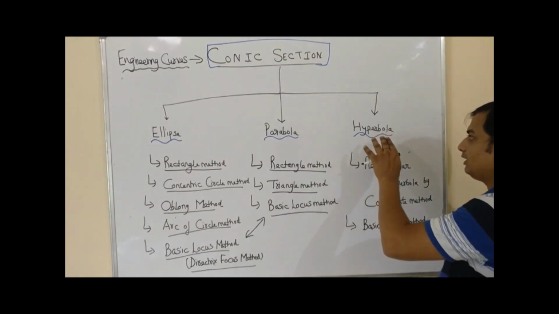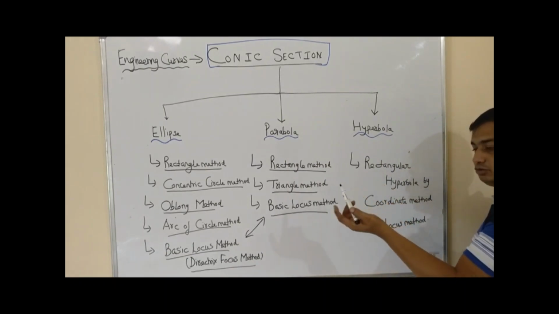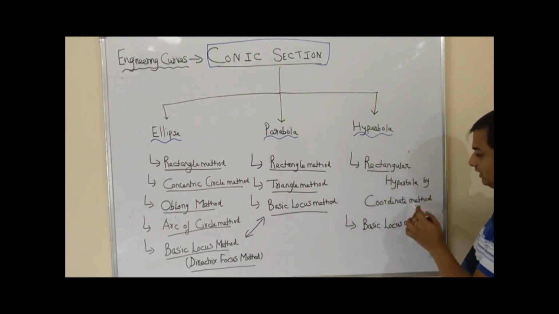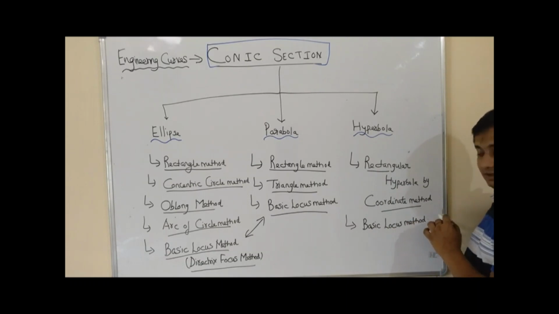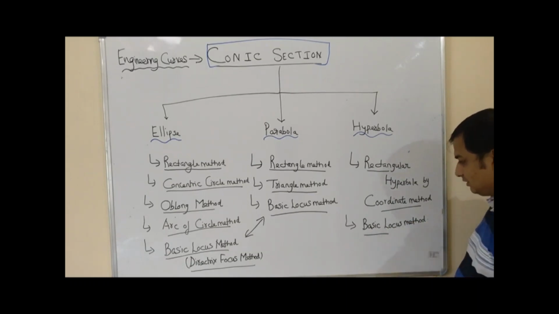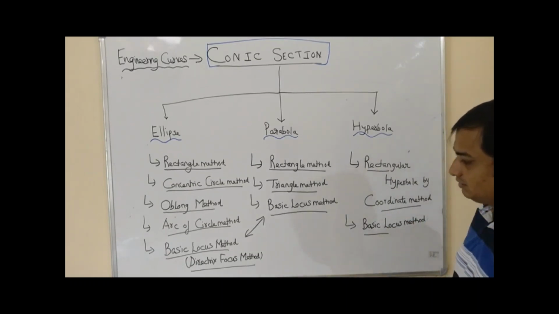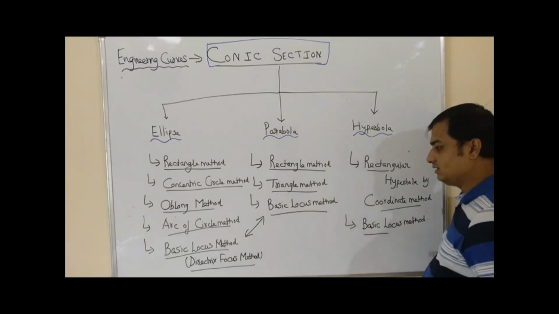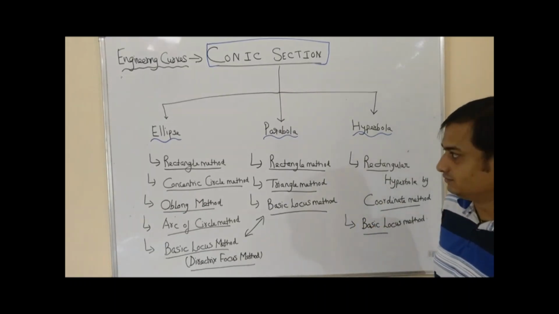And if we talk about hyperbola, again there are two methods: the rectangular hyperbola, which is done by coordinate method, and the last is again the basic locus method. So the basic locus method, which is also called directrix focus method, is common for all the three curves.